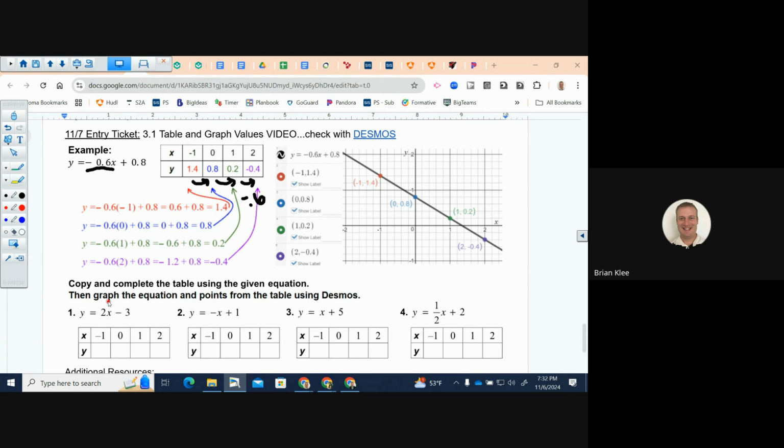So let's do the same thing down here. 2 times -1. Well, that's -2. -2 minus 3, -5. All right. What happens if we put a 0 in? Oh, 2 times 0 is 0. 0 minus 3 is -3.